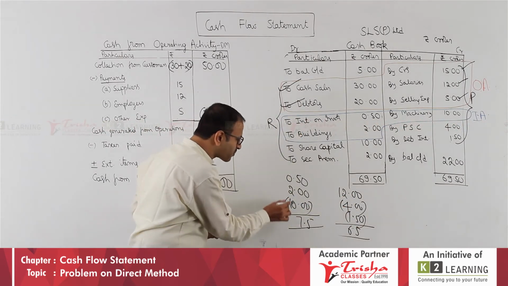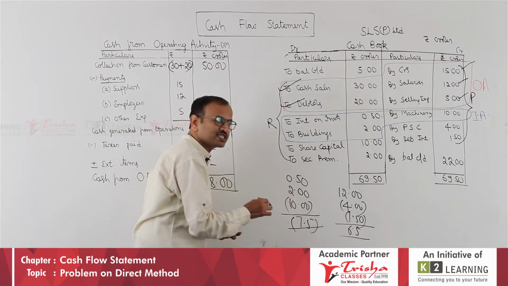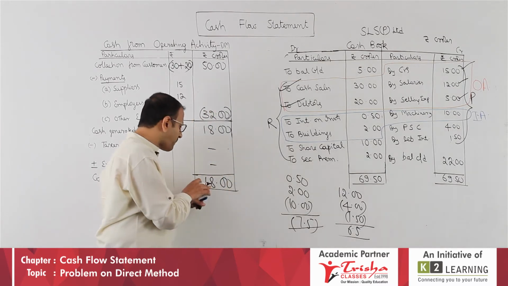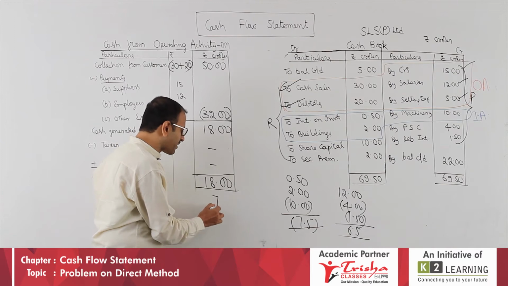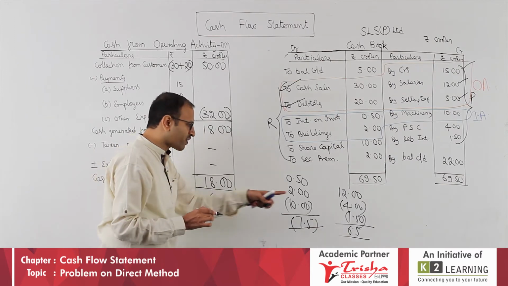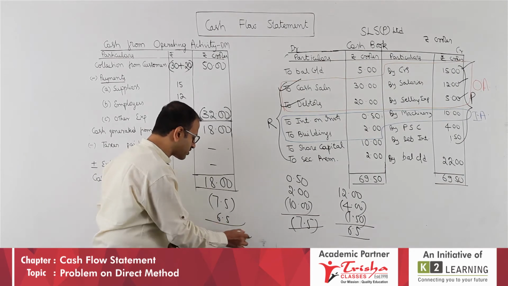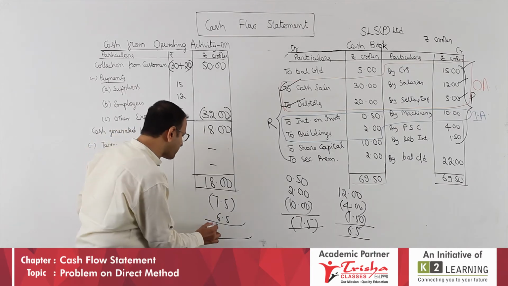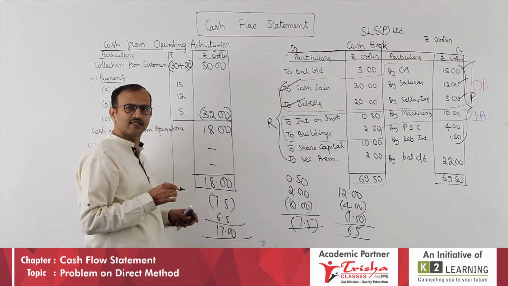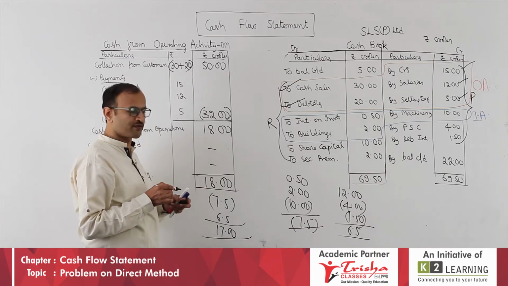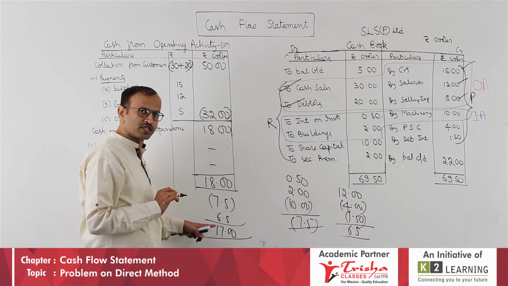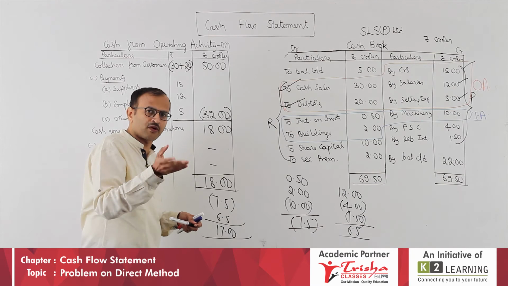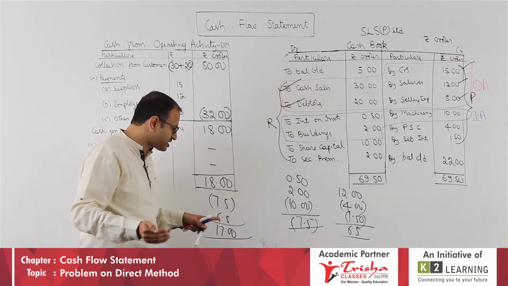So, here is it positive or negative? Negative. Net effect is negative. Please note signs are very important, positive or negative. Entire answer will change. So, my operating 18, investing 7.5 negative, whereas financing activity 6.5 positive. Finally, 18 minus 7.5 plus 6.5, I end up with 17 as a net answer. Is it positive or negative? Positive. So, positive 17 represents my increase in cash and cash equivalent. Positive means increase. Cash and cash equivalent is increased by 17.